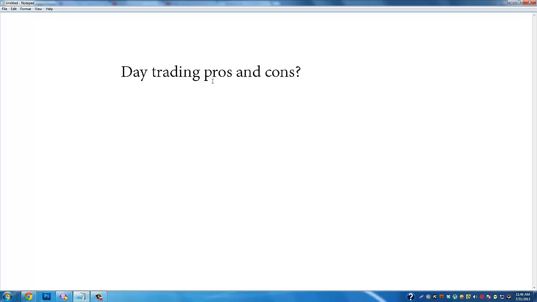People want to do day trading. So the pros and the cons, it means the advantages and the disadvantages of day trading. So we begin with the pros, which is the advantage. You do the trade during the day, okay? So this is one thing. So you know if you have profit or loss.